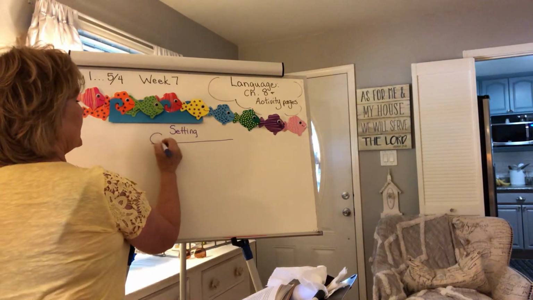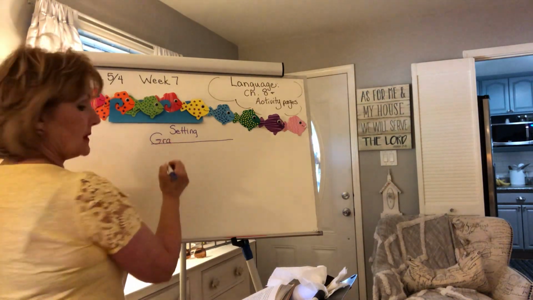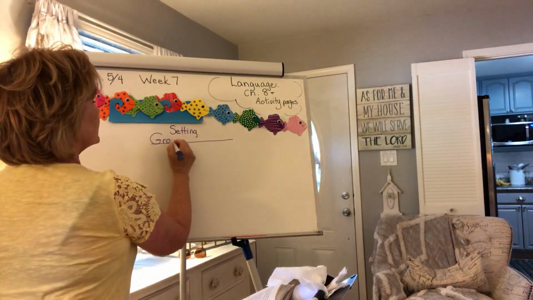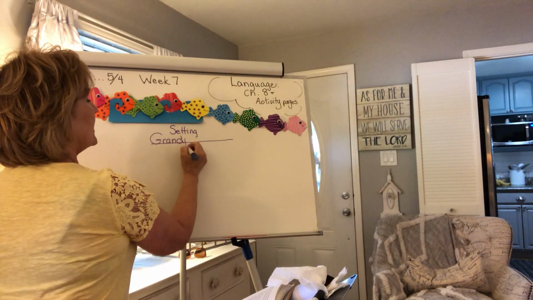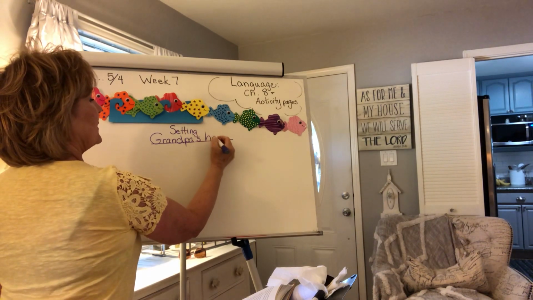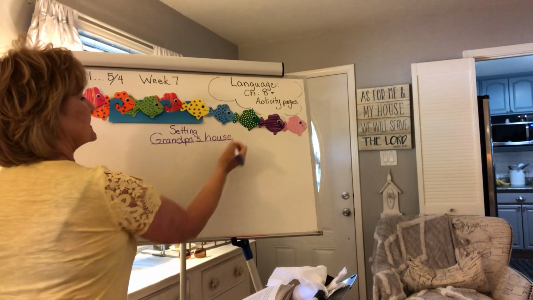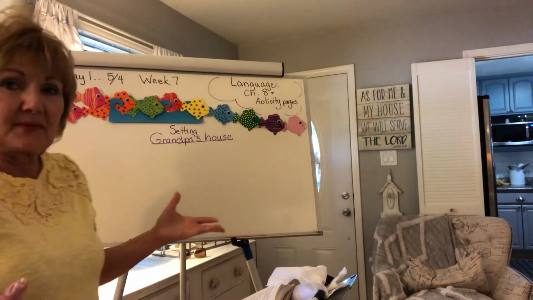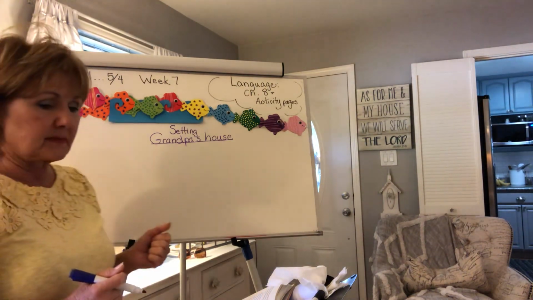So we say Grandpa. I always have trouble spelling Grandpa. Grandpa's house. And we know Grandma lives there too. But we'll just say Grandpa's house. That's the title of it, right? Pretty much, Dance at Grandpa's.